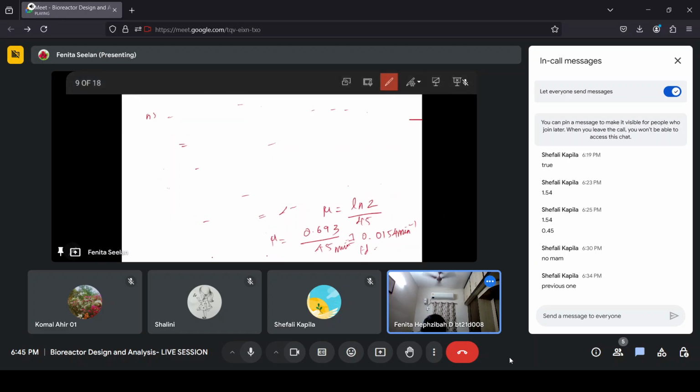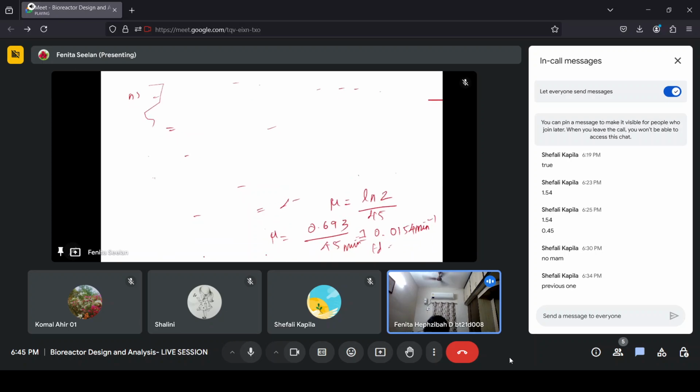Yeah. So now I know my mu value is 0.0154 minute inverse. So let's apply it to our ln x by x naught equal to mu t equation, which is ln x by x naught is equal to 0.0154 into t. We need it in terms of x, that is, the final concentration.